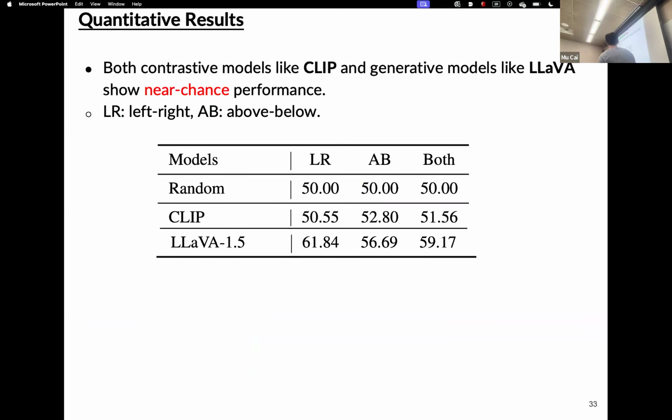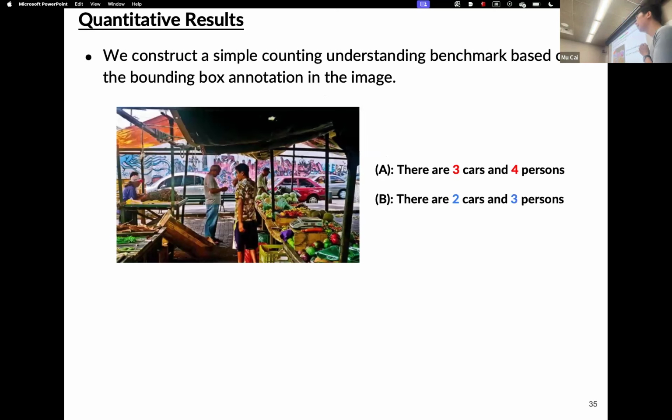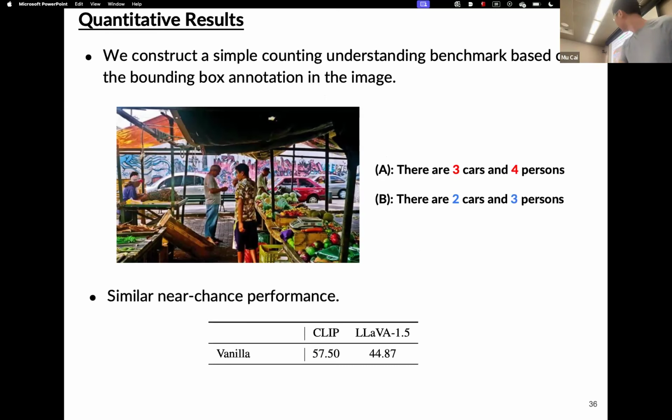You can see the random chance is 50, and current models like CLIP perform at random chance, and LLaVA is better than random chance, but still low performance. Then our next step is to ask whether positioning is the only problem that CLIP or LLaVA struggle with. So we do another experiment about object counting, where we count the number of objects in the image annotation. Like if the ground truth is 3 and 4, then we can just randomly deduct the number to 2 and 3. So the random chance is still 50-50. And here is the performance. CLIP is a little better than random, and LLaVA is below random. So we are wondering how to systematically fix this problem.